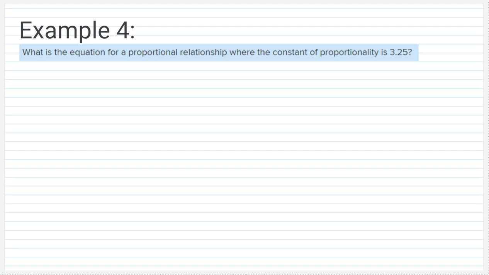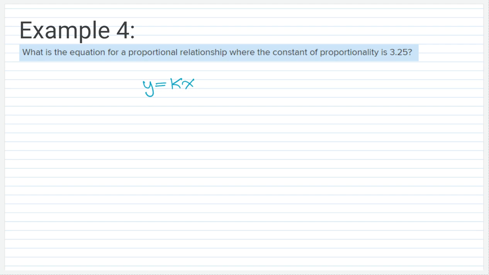So taking a look at our first example, which is example 4 if we're continuing from our previous video, it says, what is the equation for a proportional relationship where the constant of proportionality is 3 and 25/100ths? So first thing, they tell us it's a proportional relationship. So that helps us know that, hey, this is going to be in the form y equals kx. So if I know it's going to be in the form y equals kx, we just have to figure out what k is, or maybe we have to calculate what k is.